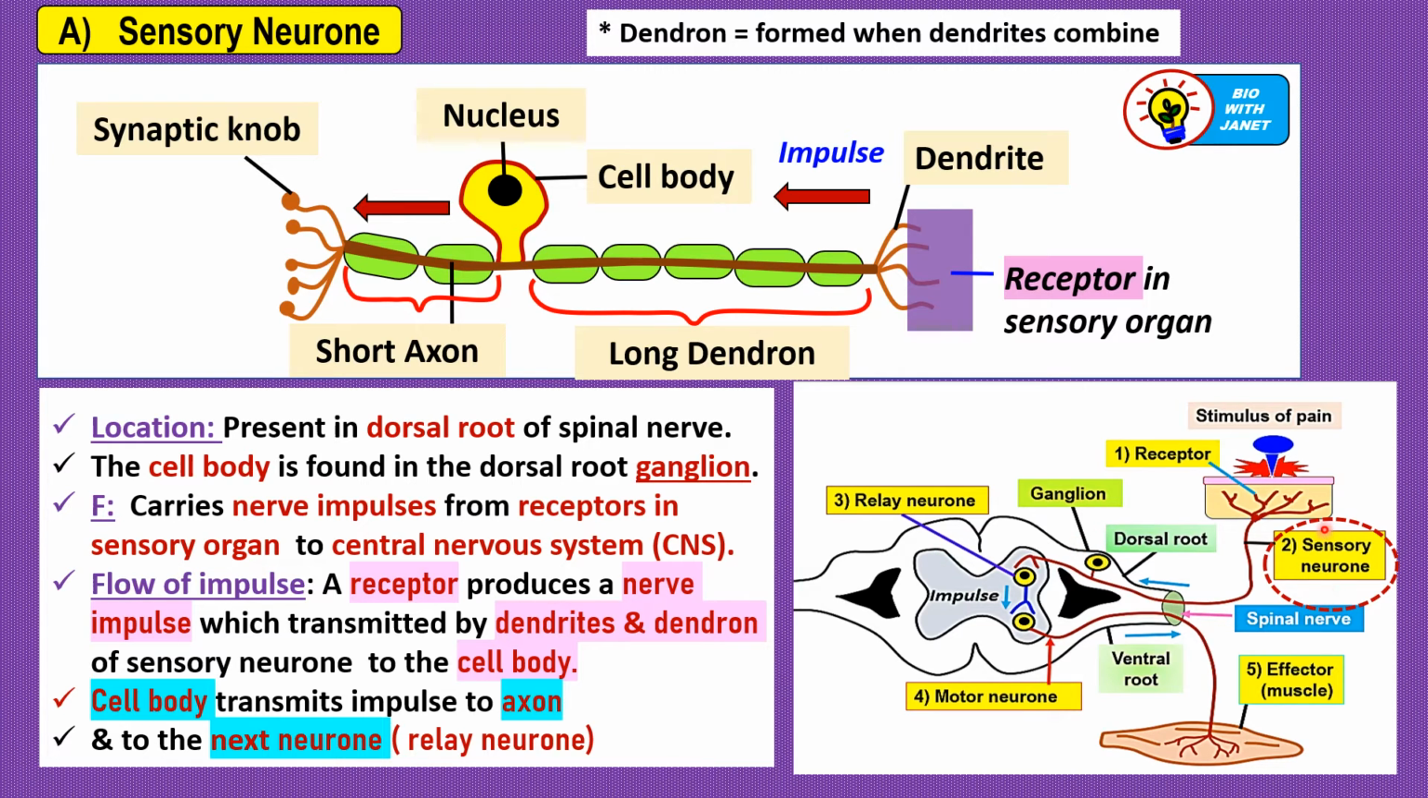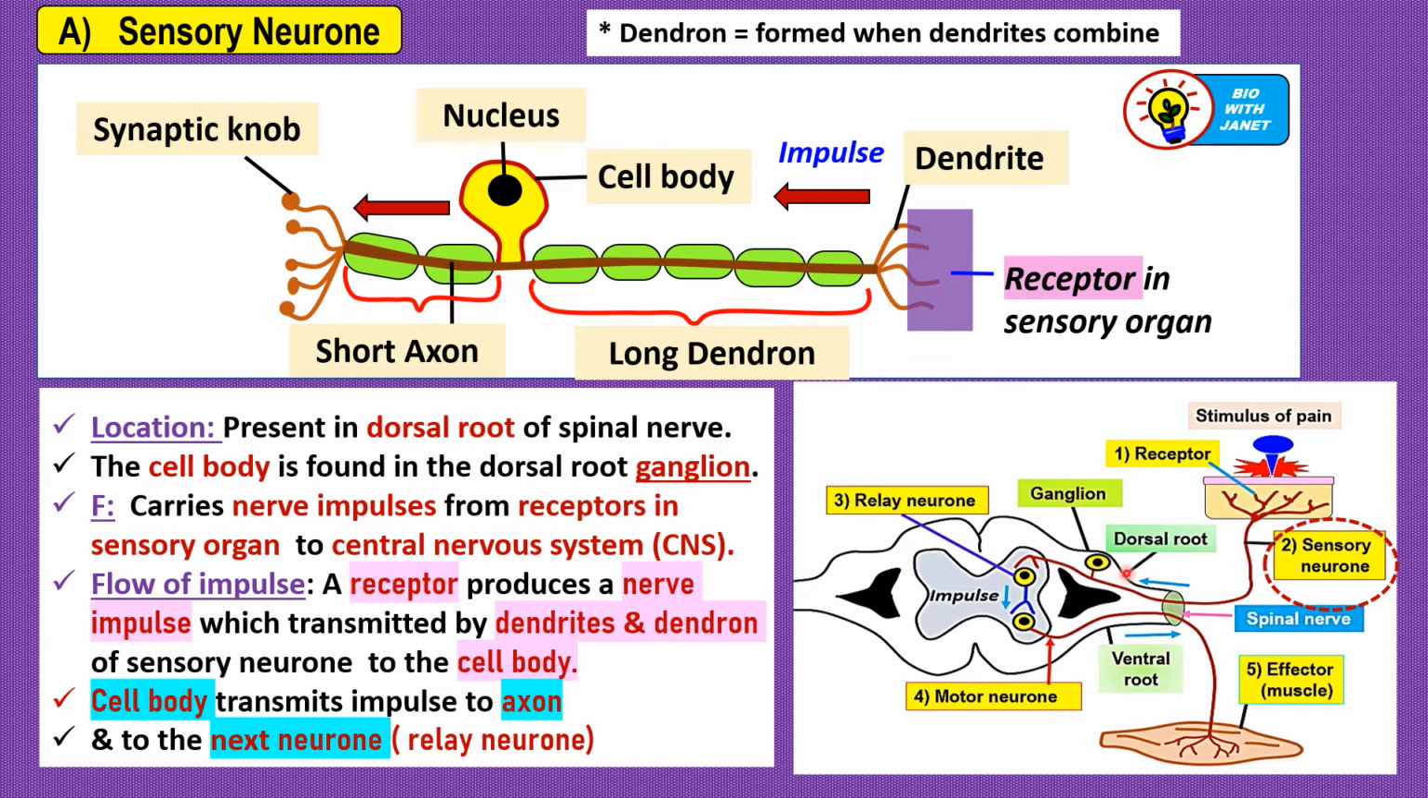Now, this is the sensory neuron. It's attached to receptors in the sensory organs. These are the dendrites, and this is the long dendron of the sensory neuron. This part here after the cell body is the short axon of the sensory neuron. You can see here the dendron is very long, but the axon is shorter.